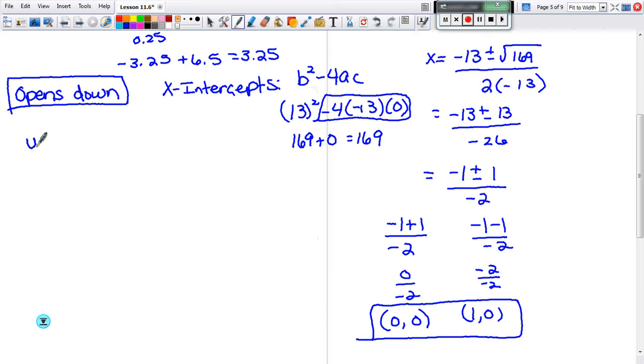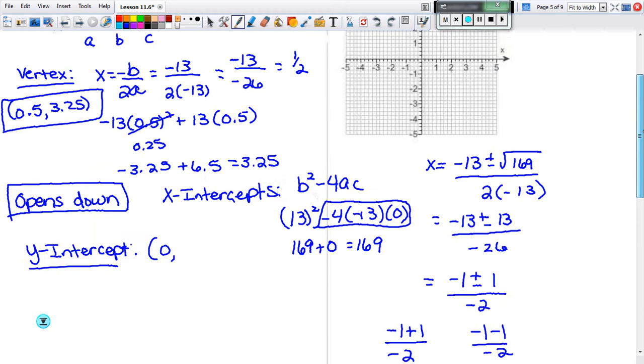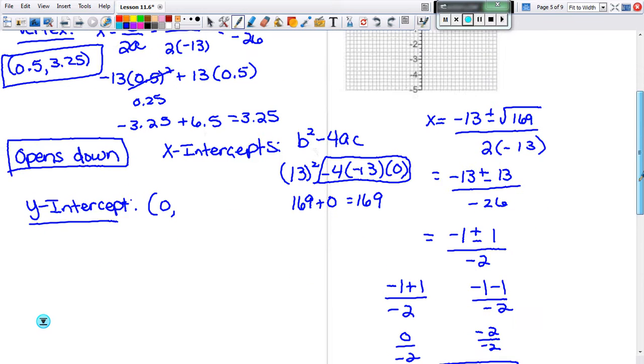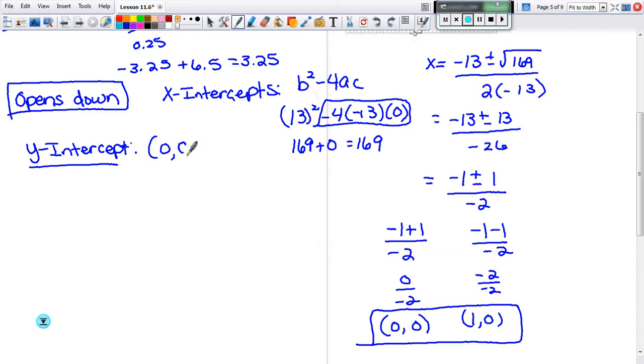And then your y-intercept is 0 with a value of c. So c is, well, 0. So 0, 0. Okay.